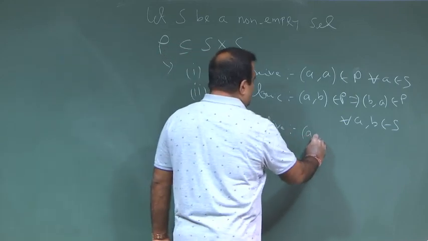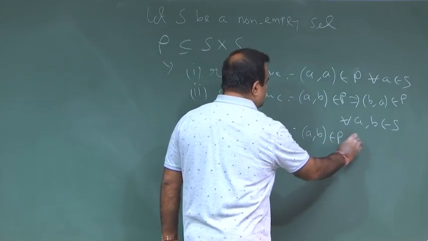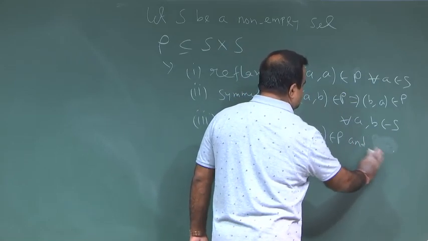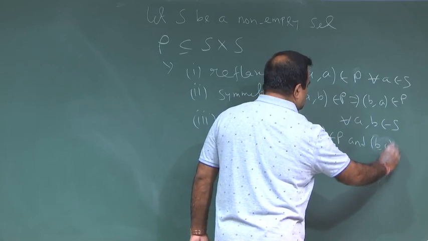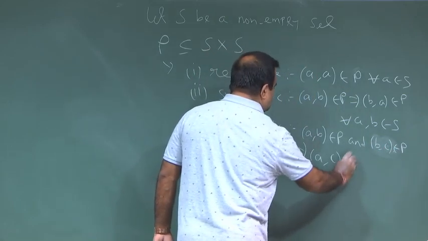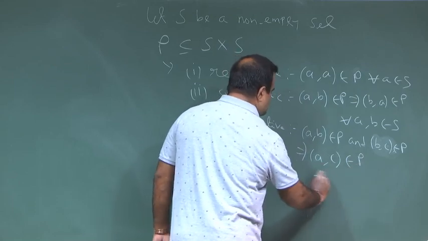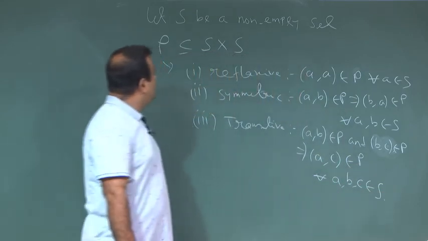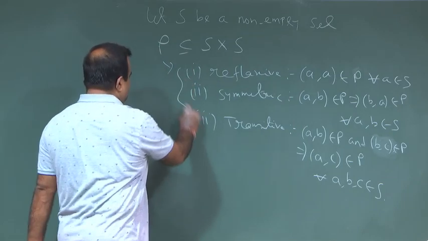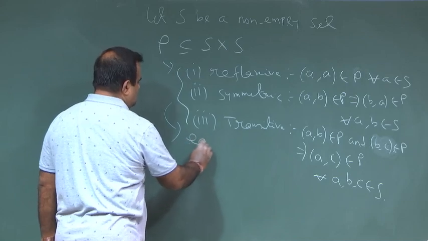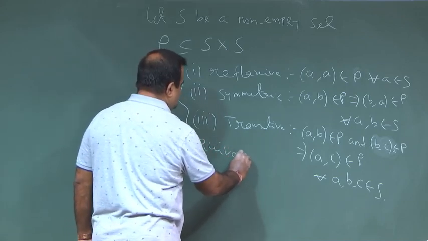And then transitive. So, if we have (a, b) belongs to rho and (b, c) belongs to rho, then this must imply (a, c) belongs to rho, and this must be true for all such a, b, c. Now, if all these three are satisfied, then the relation rho is called an equivalence relation.